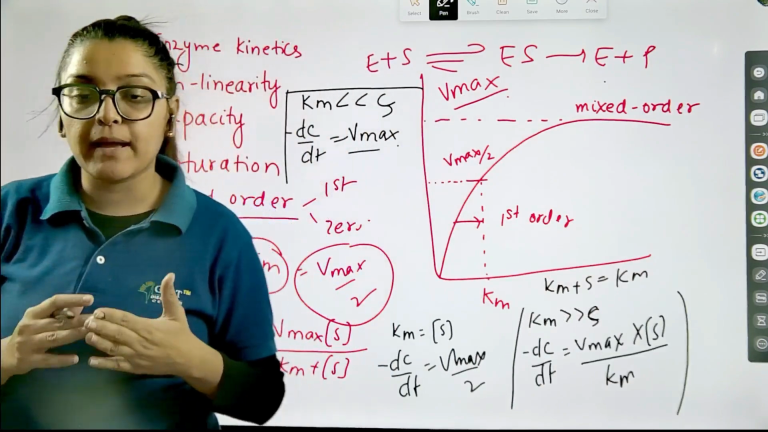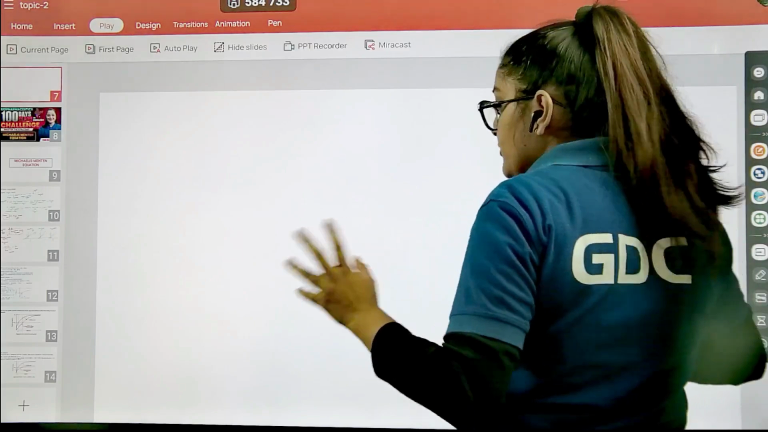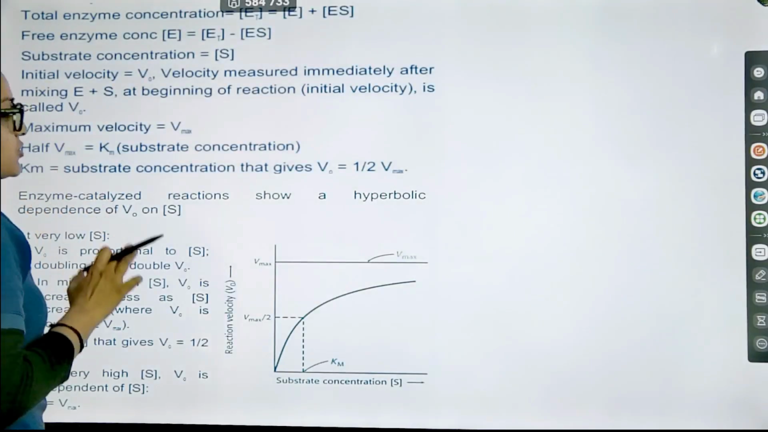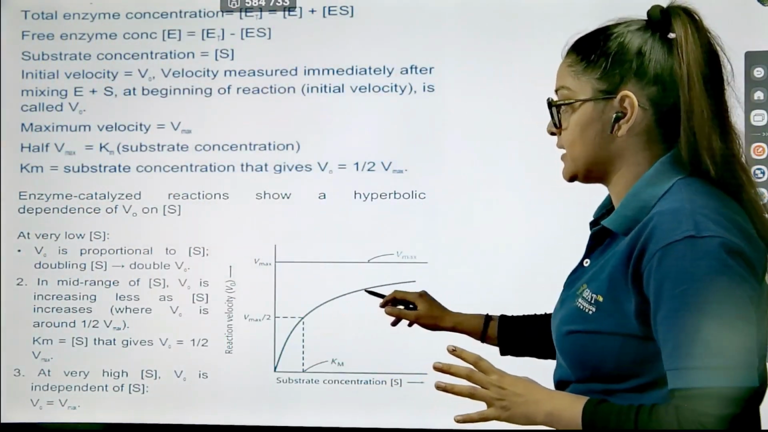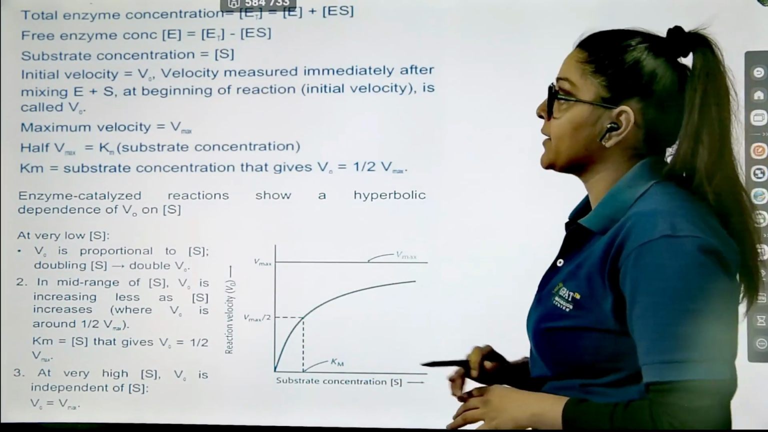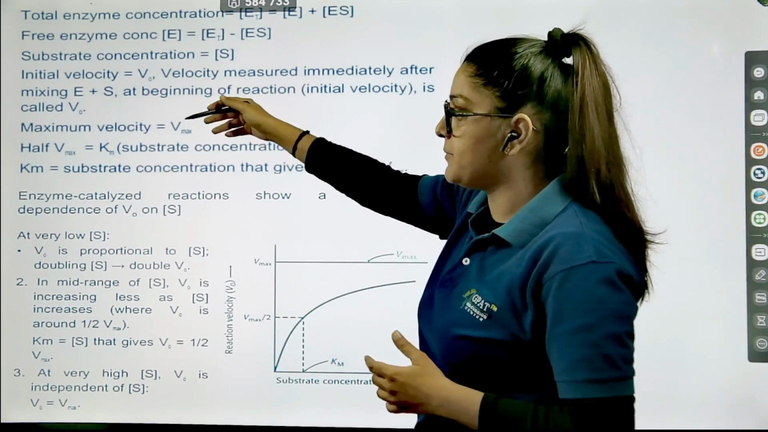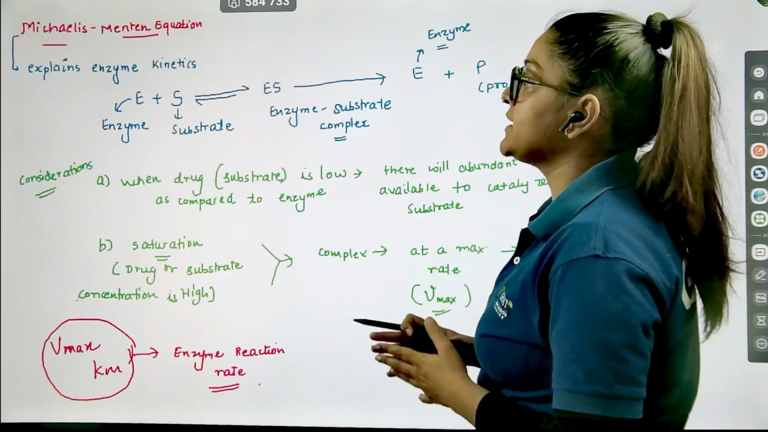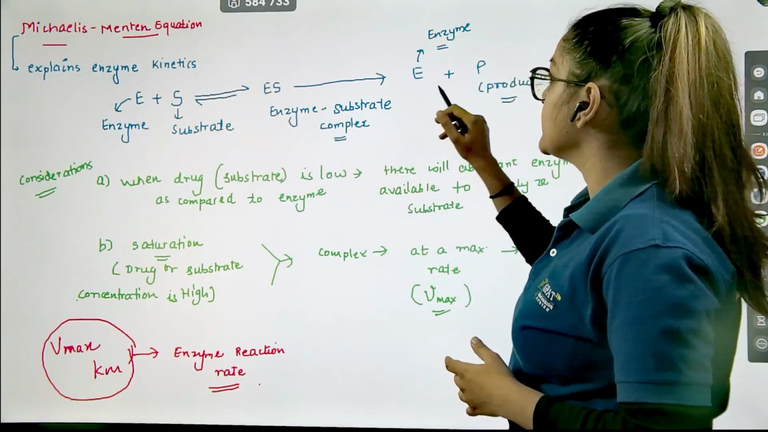For studying the Michaelis-Menten equation, we have to see certain points. We'll just quickly see those. This is the graph which we have already seen. Initially it was first order, and then at Vmax was the maximum reaction rate, and half the Vmax was your Km. So you have the enzyme, substrate and the enzyme substrate complex. You have the Vmax and the Km values with you, right? The enzyme forms a complex with the substrate, then forming the product.